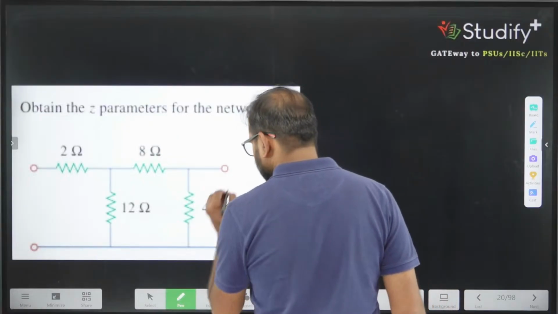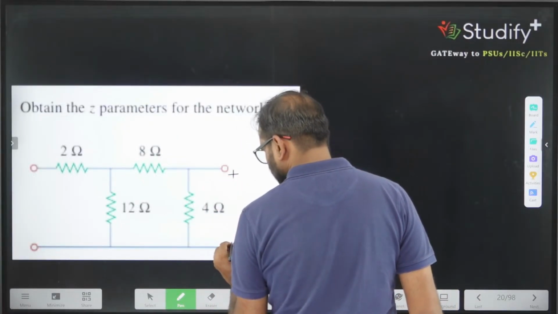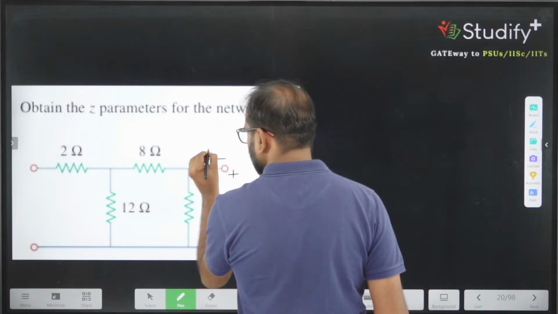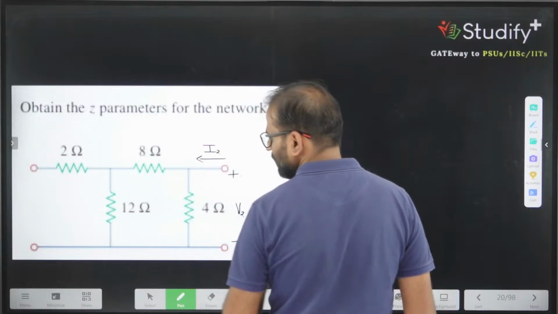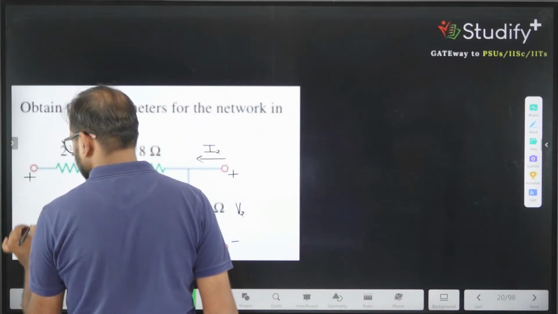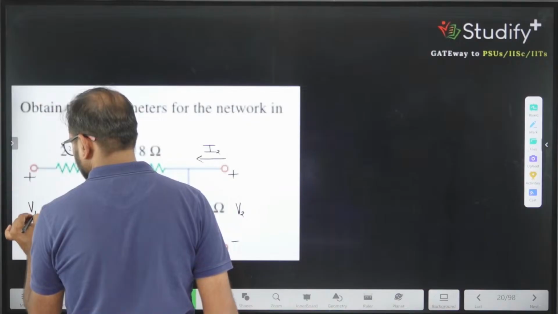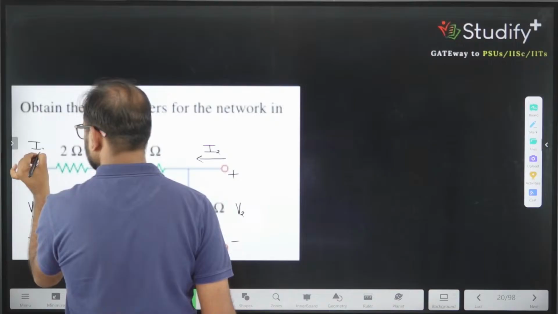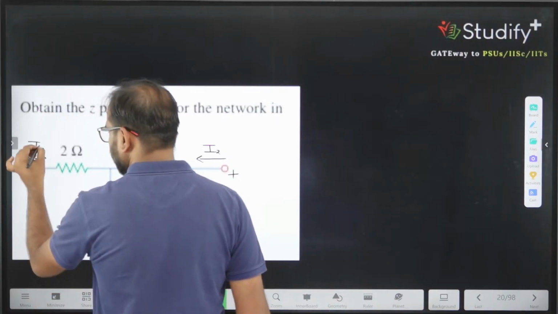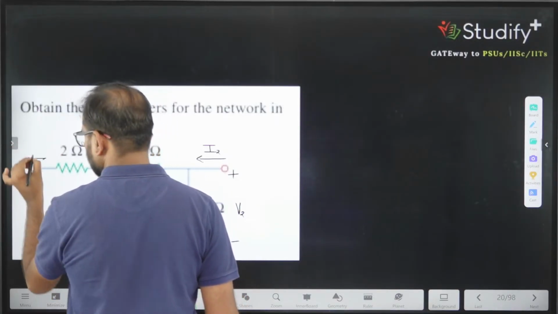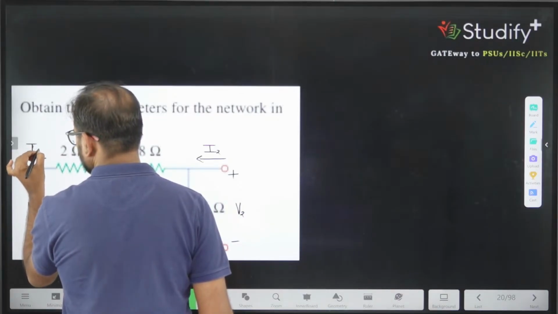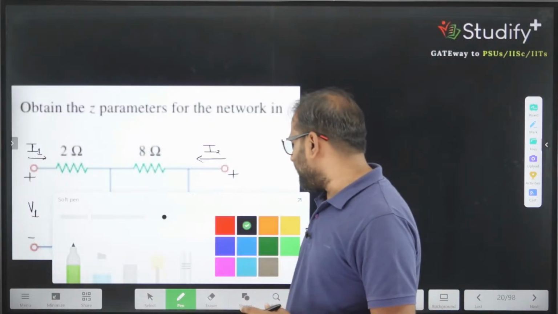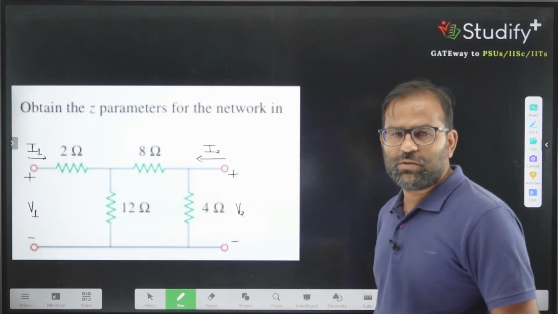So this value is V2, this value is I2, this value is V1, this value is I1. Okay, this is the whole story. So we are very comfortable when we comment on Z parameter by looking at the star network.